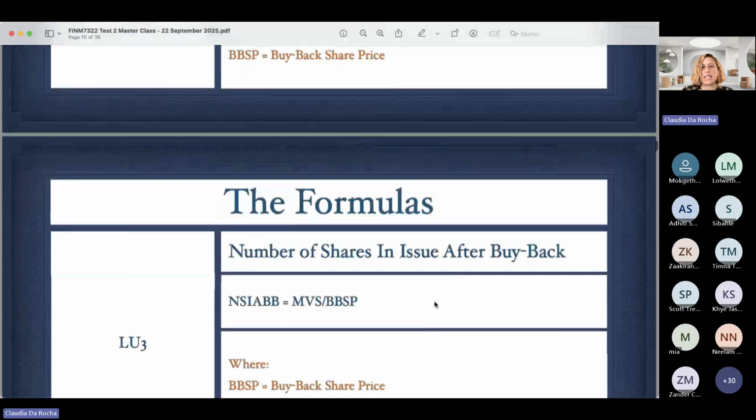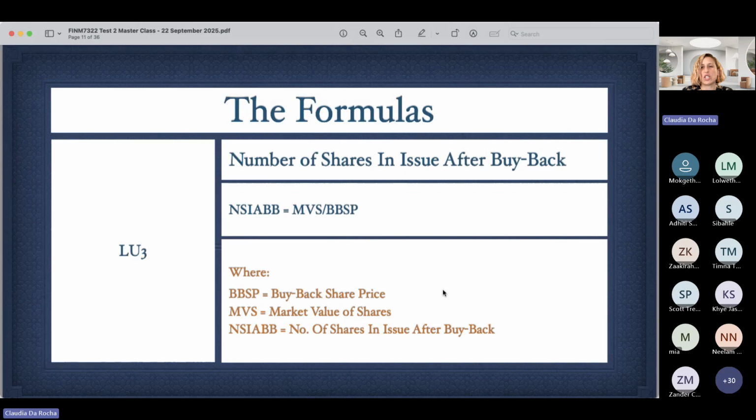And then the other one is the number of shares in issue after buyback. So this is a typical buyback question where you need to know how many shares are in issue after the buyback has occurred. And the formula is your market value of your shares divided by your buyback share price.